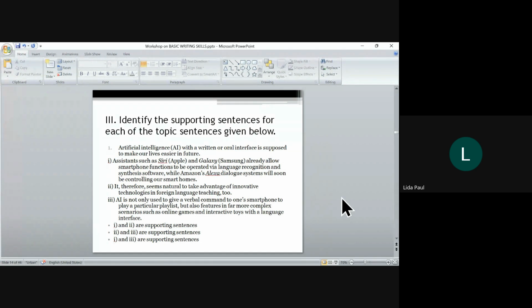The topic sentence is already given, right? Artificial intelligence with a written or oral interface is supposed to make our lives easier in the future. You have three sentences after that. Which among them do you think would serve as the supporting sentences? I think we have three questions like this, and then we'll move on to the second part. Just read through and tell me which ones, according to you, look like supporting sentences.